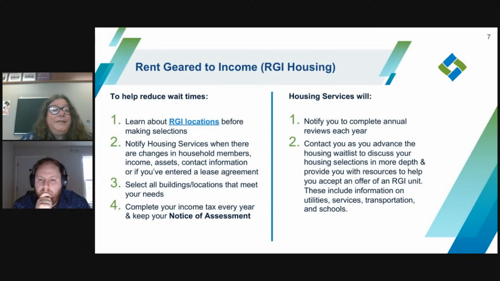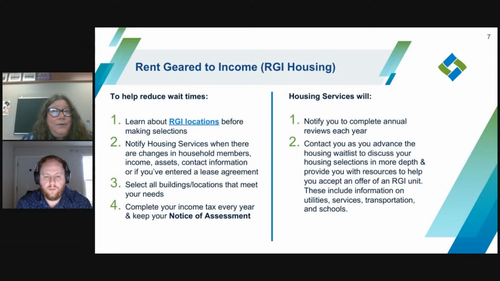Please select all the buildings and locations that meet your needs. If you, for example, work in Wheatley, you don't want a location in Bothwell. We absolutely understand that. But if there's an opportunity to pick housing that meets your needs, it's the appropriate size and within the area that you need for work, school, whatever the situation might be, the more units that you select, then the more likely you are to reduce your wait time.